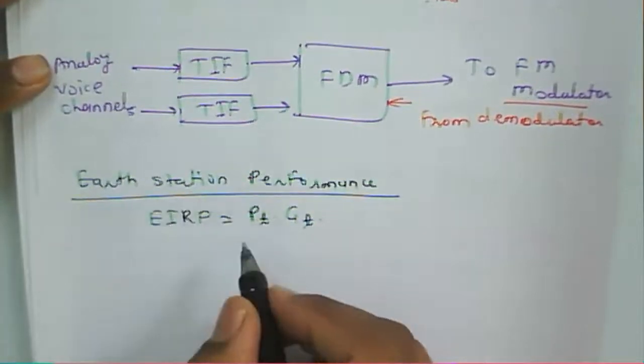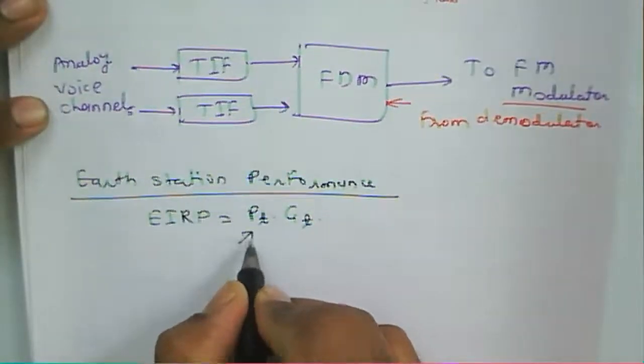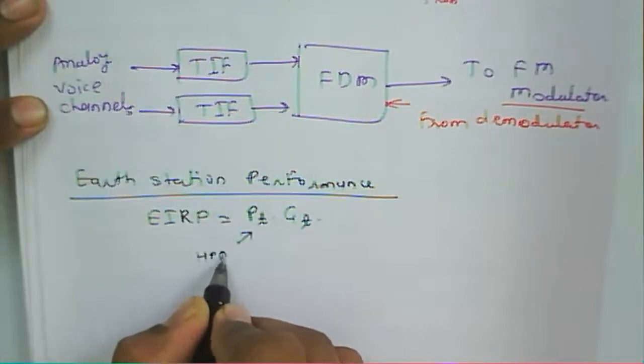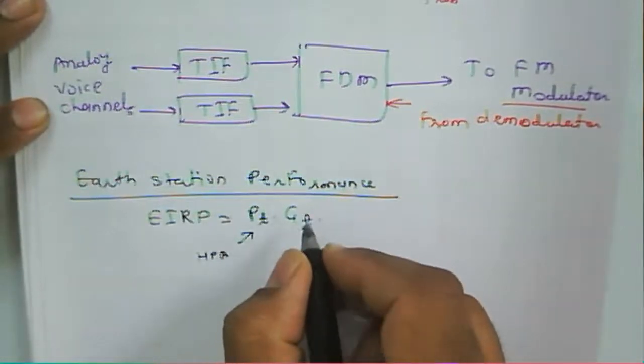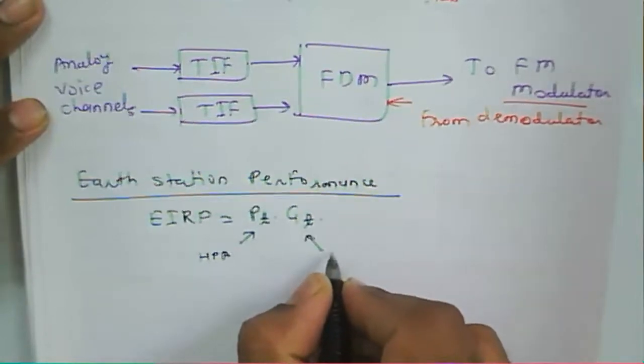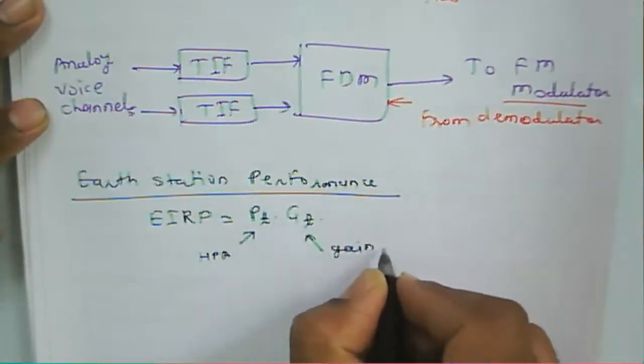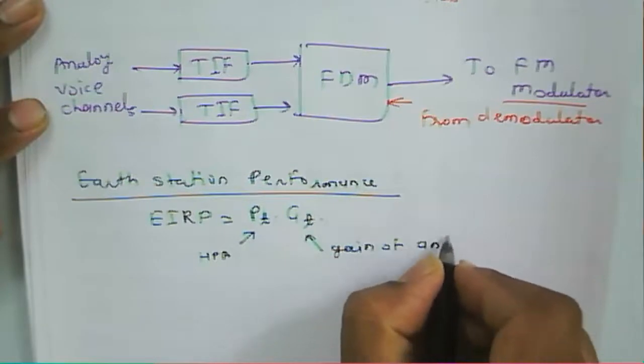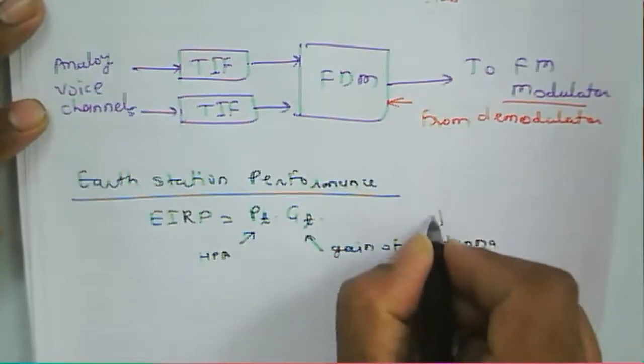What is the power transmitted from this earth station? We know it is the transmitted power of the high power amplifier and the gain of the transmitting antenna. Gain of the transmitting antenna, the TX antenna.